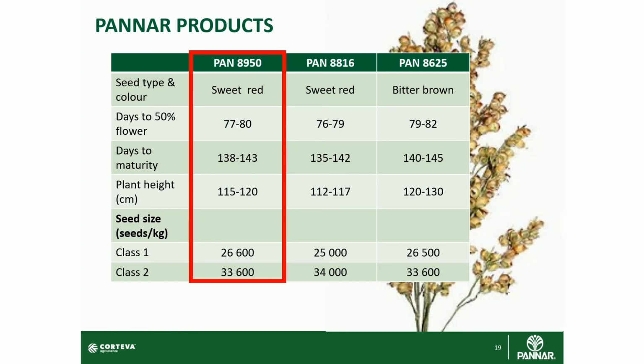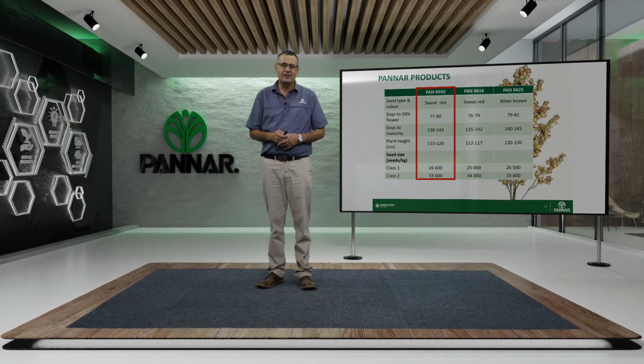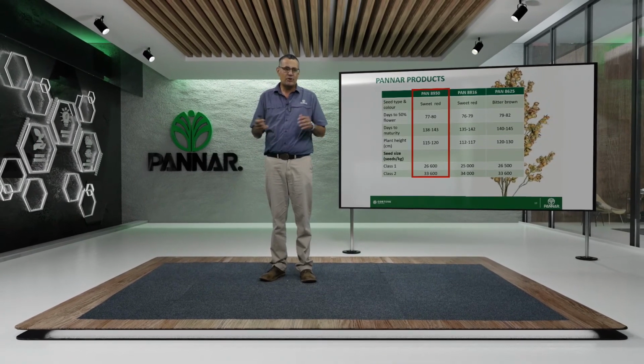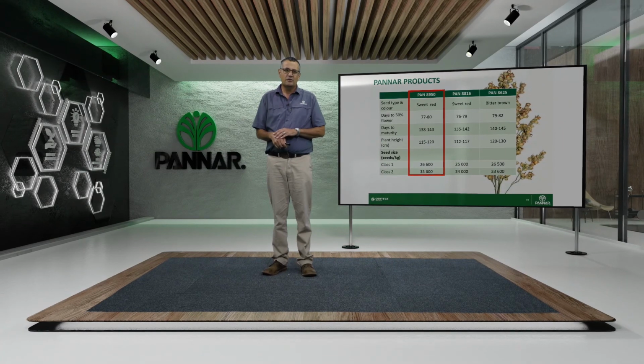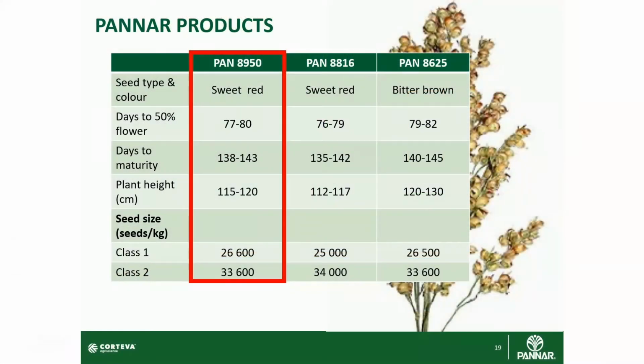To conclude, Pan 8950, very much the same as Pan 8816, can be planted in all production areas. Very good, stable products. And the bitter one, Pan 8625, you can also plant. You'll see all of them are the same type of product. You can plant them in all the sorghum production areas.